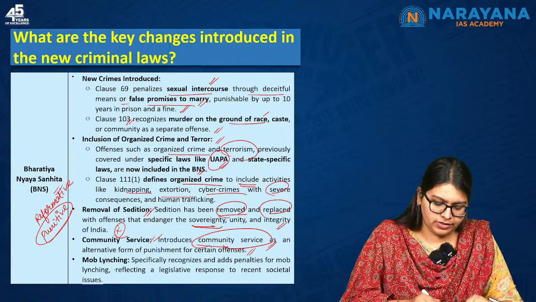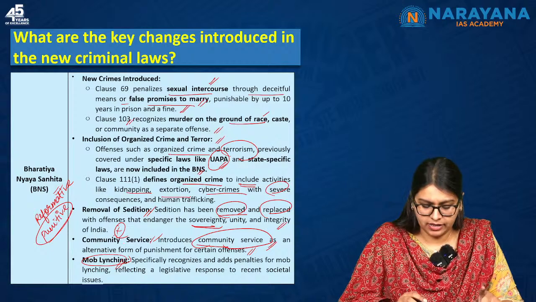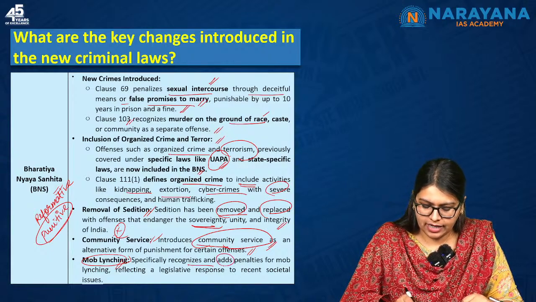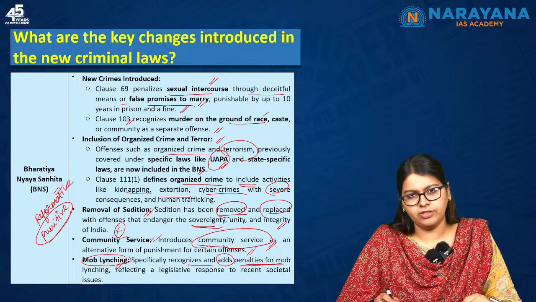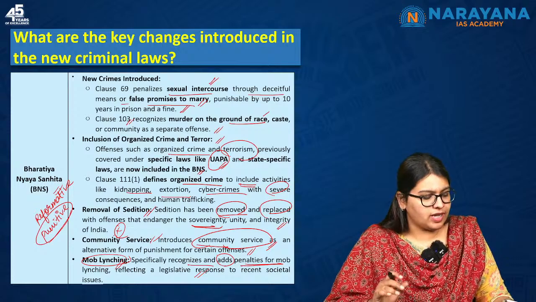Next one is mob lynching. As we saw, there was a question on mob lynching in the 2017 mains examination. This particular BNS specifically recognizes mob lynching and adds penalties for it, reflecting a legislative response to recent societal issues.